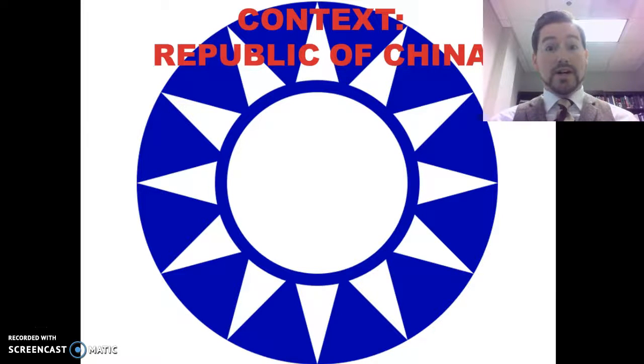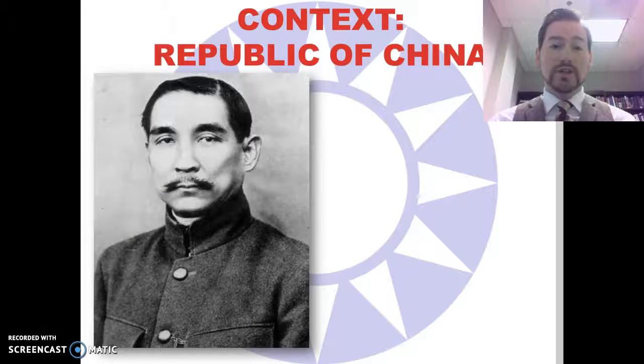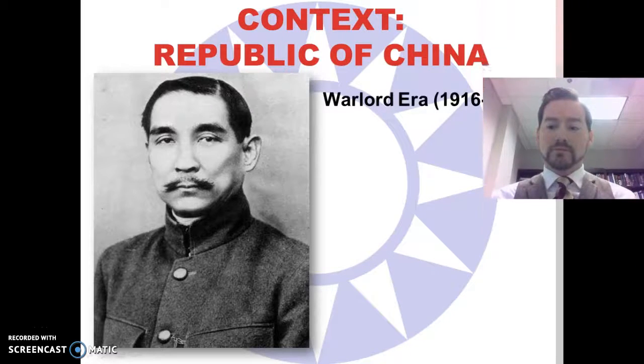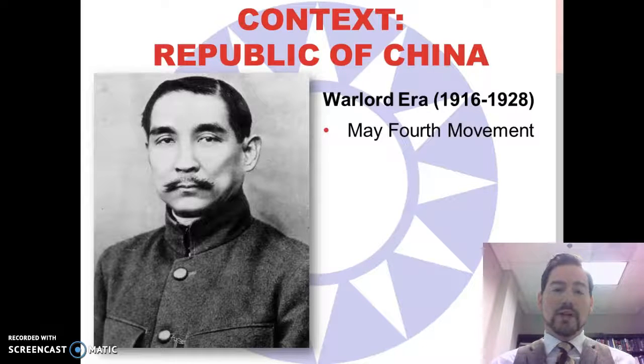There's their symbol, a sun. And remember that he never got a chance to rule. So the warlords took over, and they ruled for about 12 years. You remember from last time, the Paris Peace Conference, the Chinese want their land back. They don't get it back. Their land goes to Japan instead.